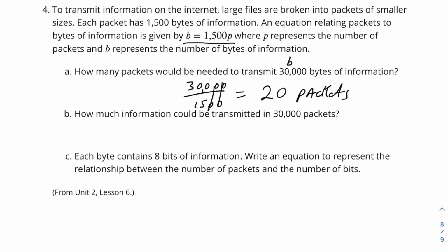Our next one says, how much information could be transmitted in 30,000 packets? So this is our p value. We're simply substituting that number in for p in our equation above. So the number of bytes is going to be 1,500 times 30,000 in this case. That's 45 million.